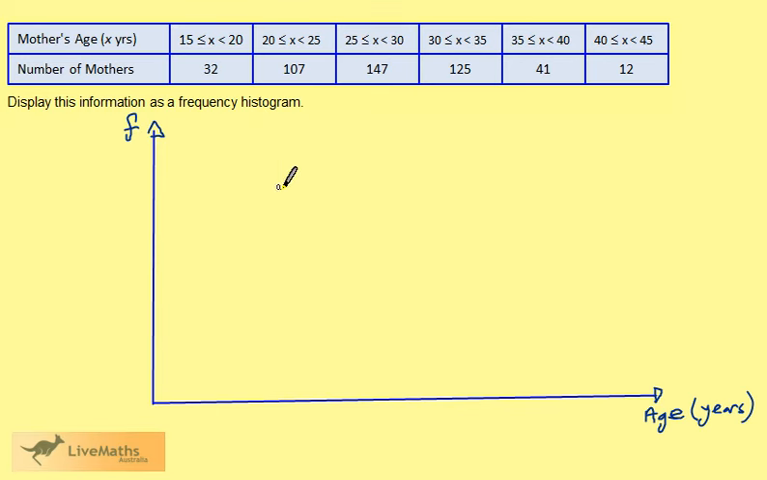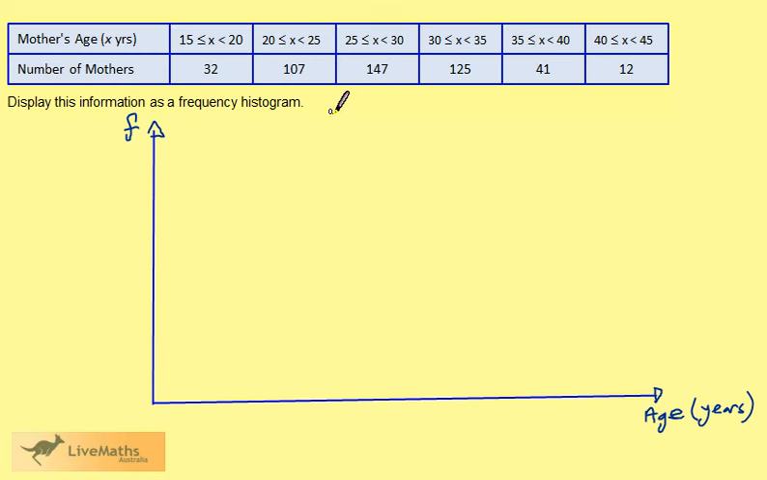Once again, because I don't have squared paper here, I'm going to produce a sketch of this histogram which really shows you how it's done. If you want it accurate, then you could use squared or graph paper.